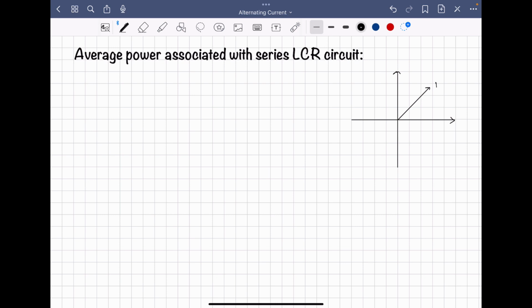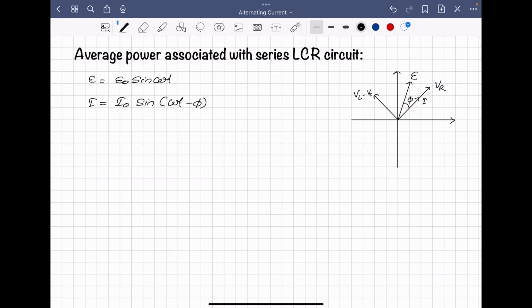In this direction we have VR. Then along this direction we have VL minus VC. Along this direction we have E. I is along this direction. Here we know the current lags behind the EMF by phase phi, so we can write the instantaneous EMF and instantaneous current accordingly.